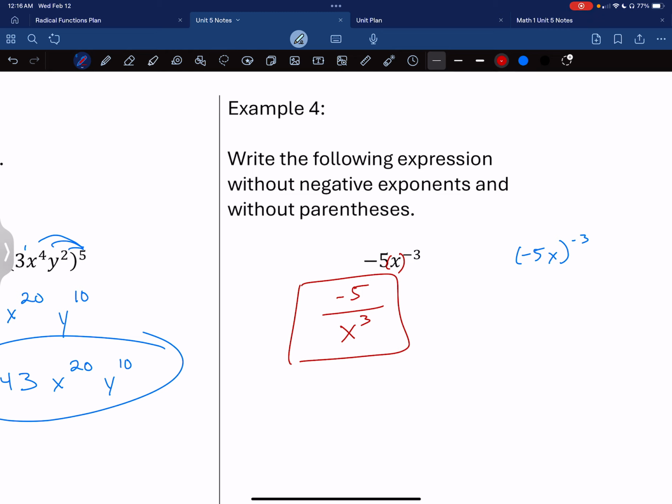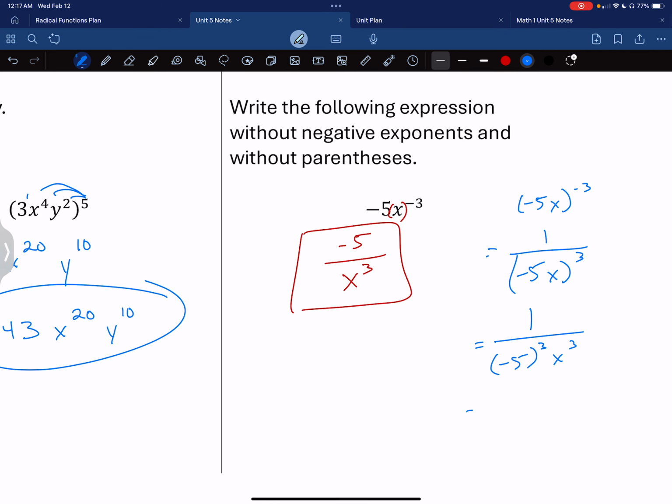Hypothetically speaking, if I had to solve this problem with the parentheses, I would just move this over. So now, in blue, I'm going to move everything down. So I have 1 over negative 5 x to the third power. So now we have to distribute it inside. So we're going to have 1 over, this would be negative 5 to the third power, we have x to the third power. Well, negative 5 to the third power is just going to be negative 125, x to the third power.